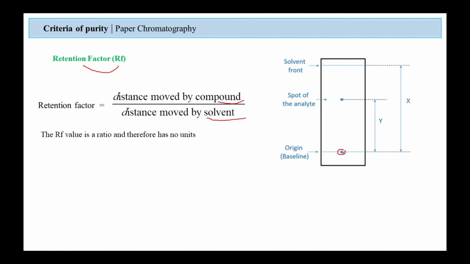After running our experiment, the spot will have moved on the chromatography paper. The retention factor can be calculated by measuring the distance between the baseline and the spot of the substance when the experiment has ended, which is the distance moved by the compound, in this case y. This is then divided by the distance moved by the solvent, measured from the baseline to the solvent front. The retention factor is a ratio, and therefore it has no unit. It is always less than 1, because the distance moved by the compound is less than the distance moved by the solvent.